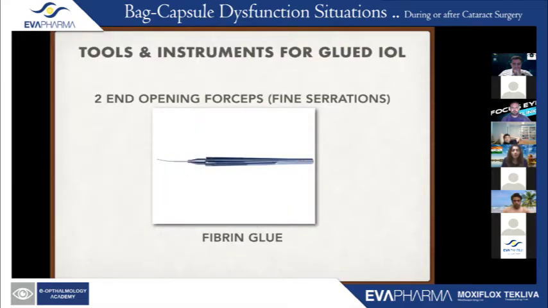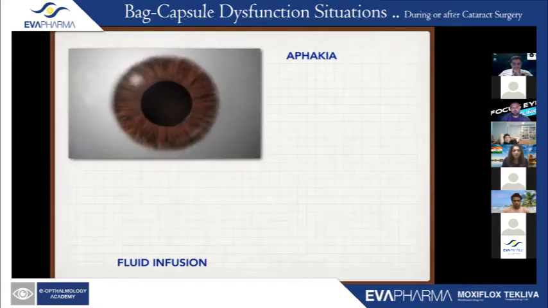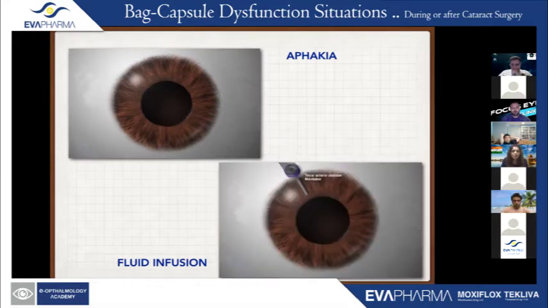Going in for glued, the tools and instruments that we need are end-opening forceps with fine serrations, and we also need fibrin glue to seal the flaps in these cases. I'll go through some animations. This is a case of aphakia, and what you need is fluid infusion inside the eye. As previously mentioned, you can use an anterior chamber maintainer, a trocar anterior chamber maintainer. You can also use a posterior fluid infusion from 3 millimeters at the pars plana. That depends upon the surgeon's choice, but fluid infusion is a must.